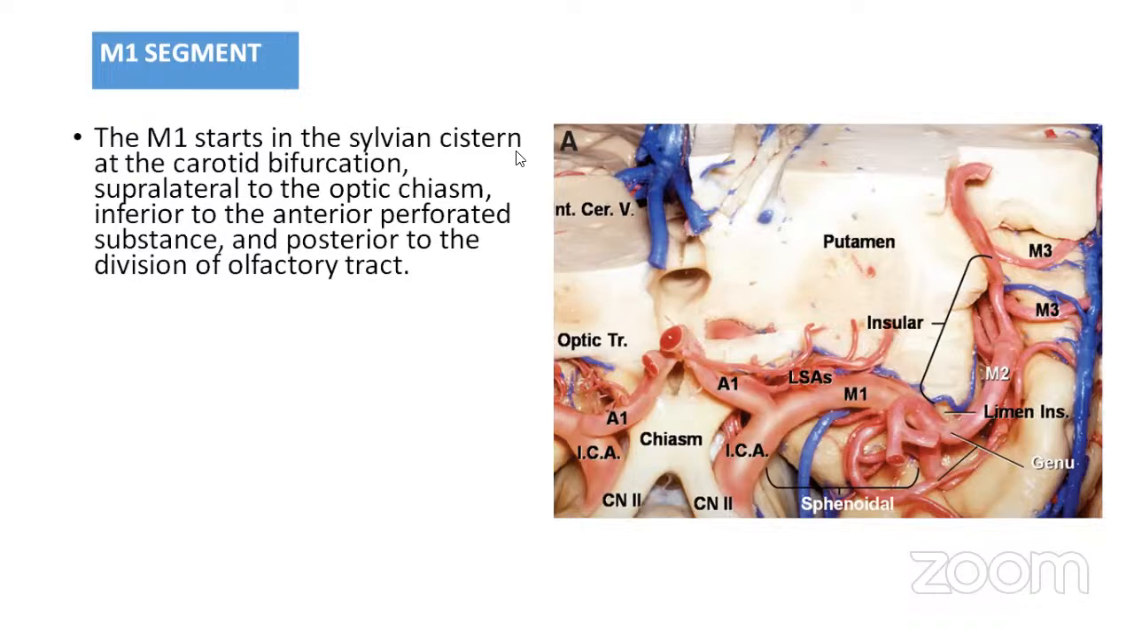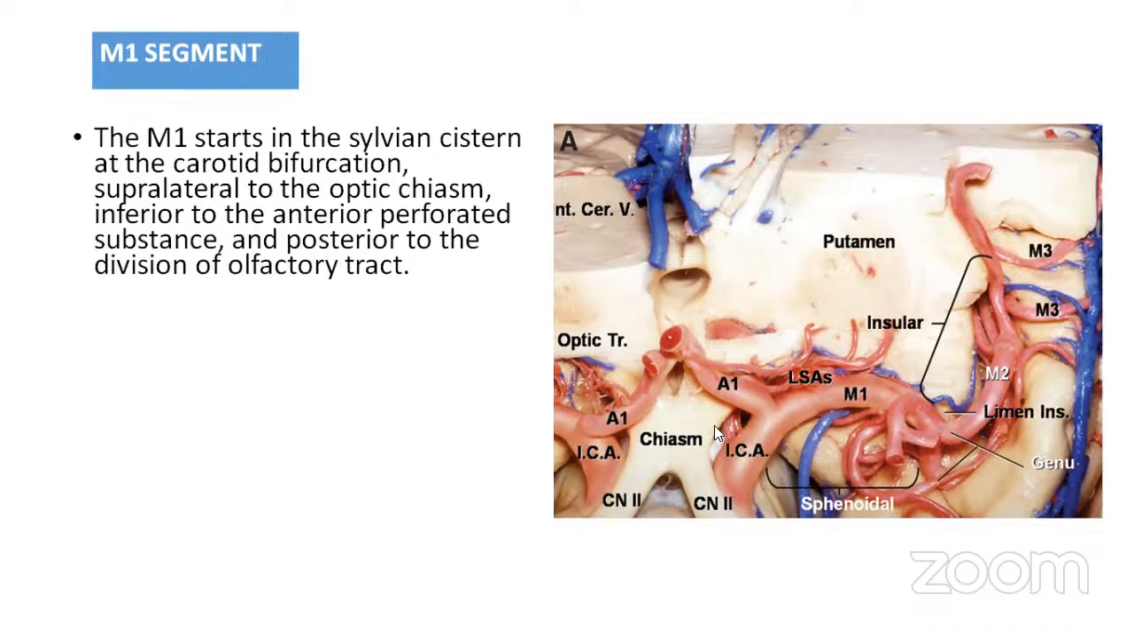The M1 starts in the Sylvian cistern at the carotid bifurcation. A few relations important to this are that M1 is superolateral to the optic chiasm. You could see here, these are the optic nerves, dividing into, forming the chiasm and later on tracts. So this is actually superolateral to the chiasm.